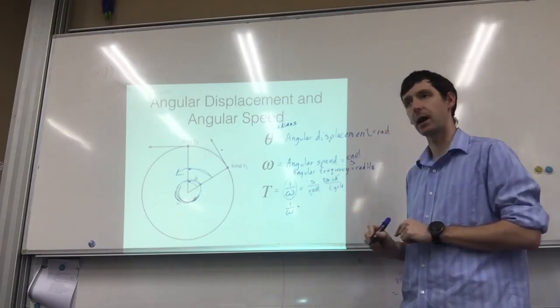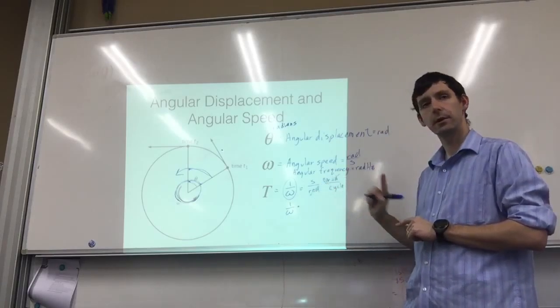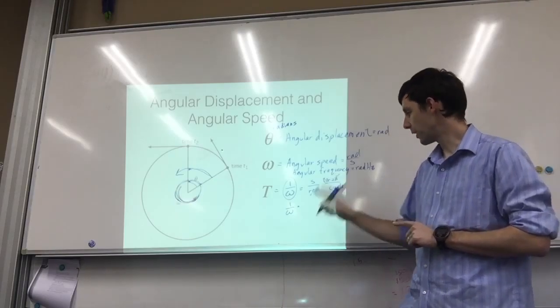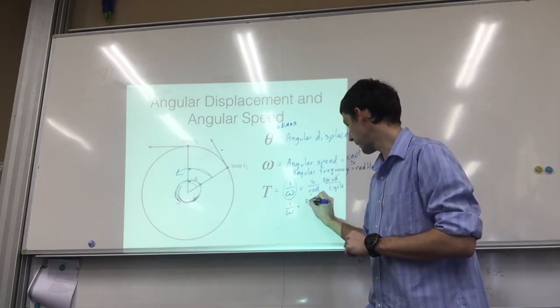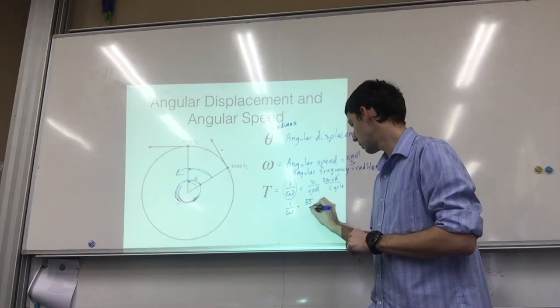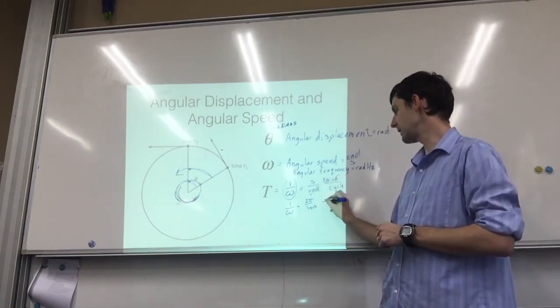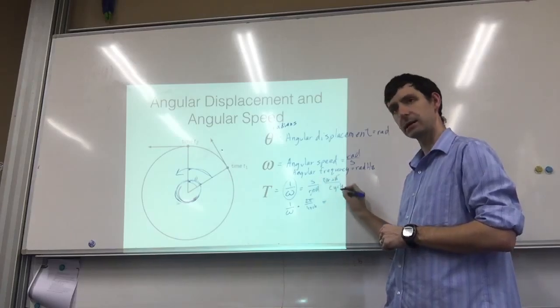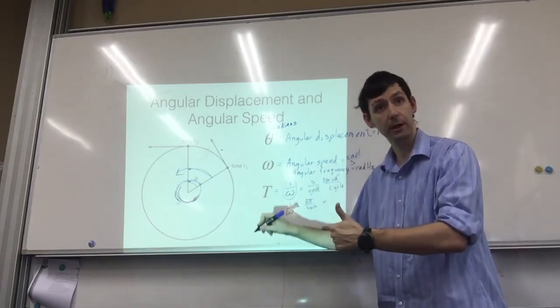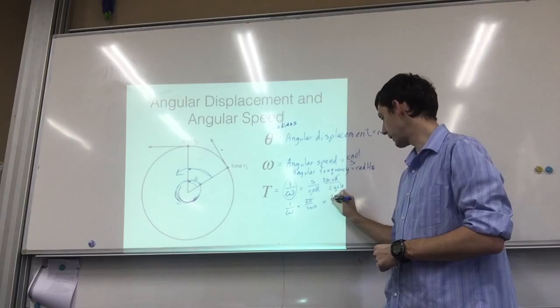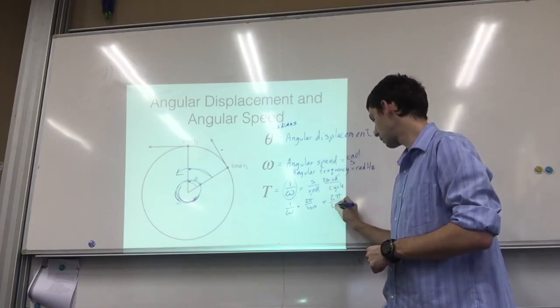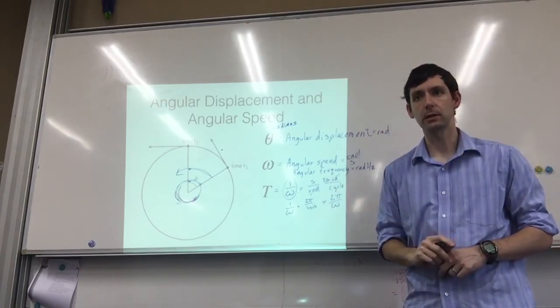The radians cancel out, leaving me with the number of cycles. So therefore, I take this and I multiply by 2 pi over 1 cycle. The units cancel out, leaving me with units of seconds per cycle, which is what the period is. And so the period, therefore, is 2 pi over the angular frequency.